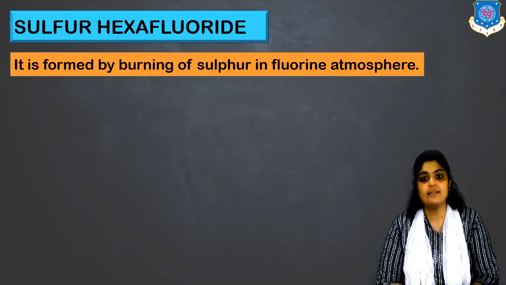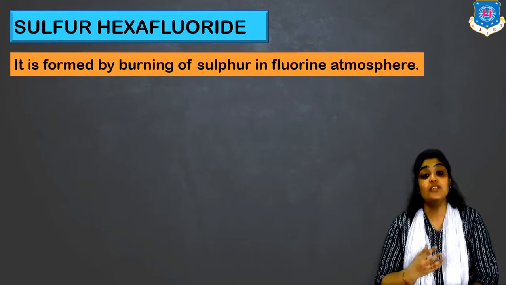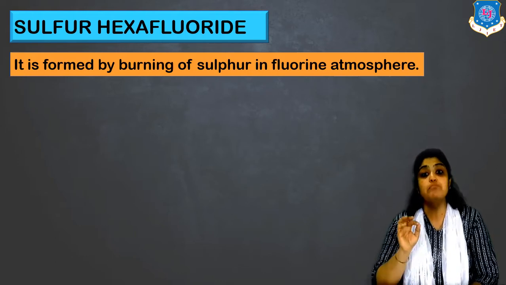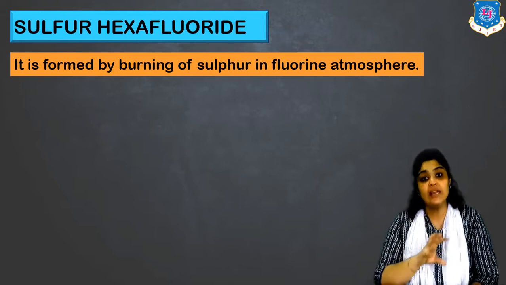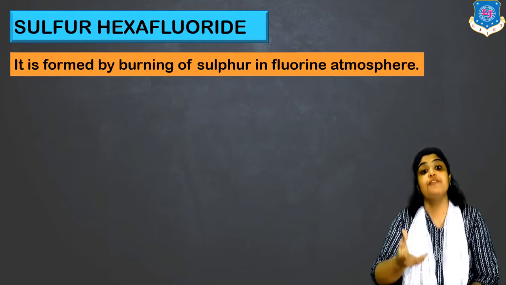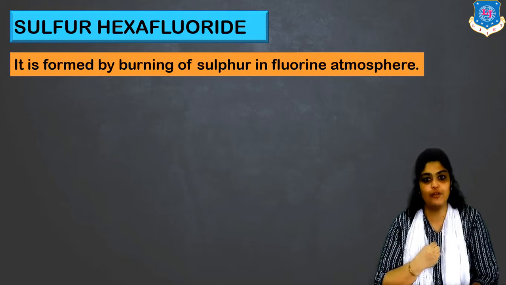Next, we have SF6, that is sulfur hexafluoride. It is a specific type of a gas which is actually formed, it's not naturally available. It is formed by burning of sulfur in fluorine atmosphere. So fluorine atmosphere is created and sulfur is burnt in that atmosphere. So the fumes created are nothing but SF6 or sulfur hexafluoride.